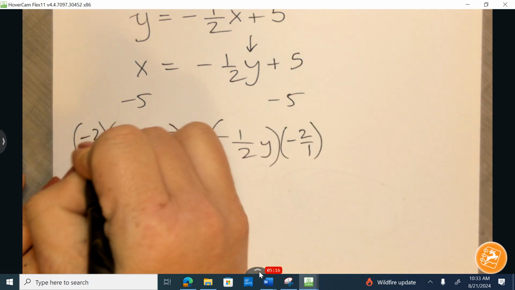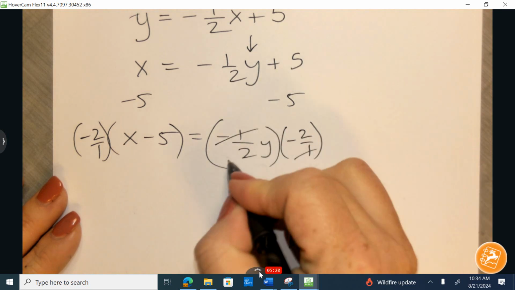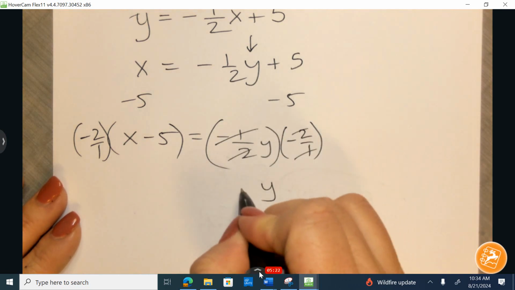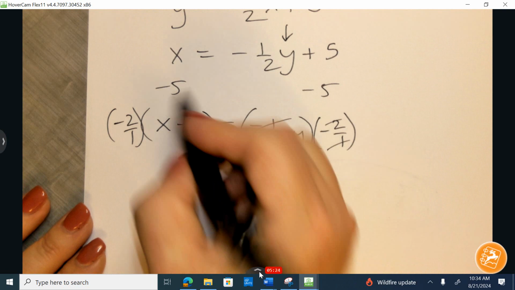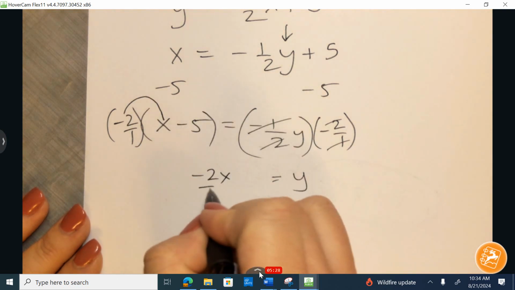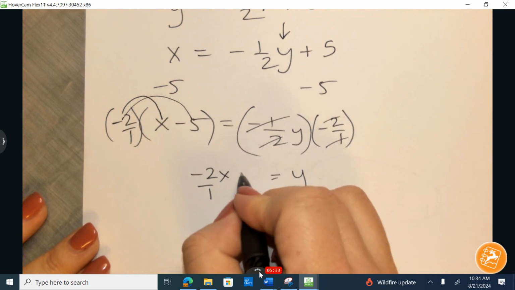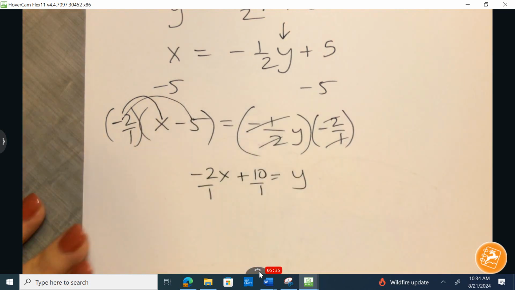One of the common mistakes I saw students make is they forgot to include the negative sign. What happens here is that those are going to simplify to 1, and now, here we go, you ready? Negative 2 times x is negative 2x. You can put a 1 on the bottom if you wish. Negative 2 times negative 5 is positive 10. If you want to put a 1 on the bottom, you can.